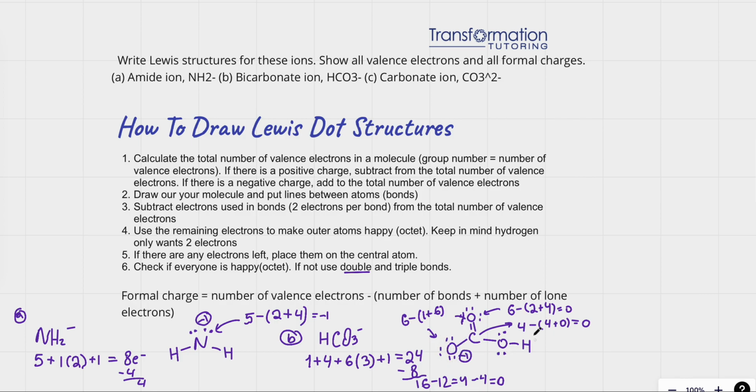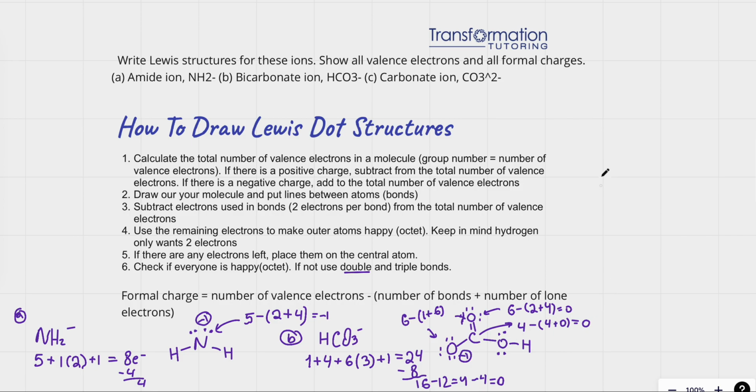Does it make sense that the overall charge of the molecule is -1? Yes, because the formula has -1 charge, and the overall molecule has all of the charges add up to -1 as well.